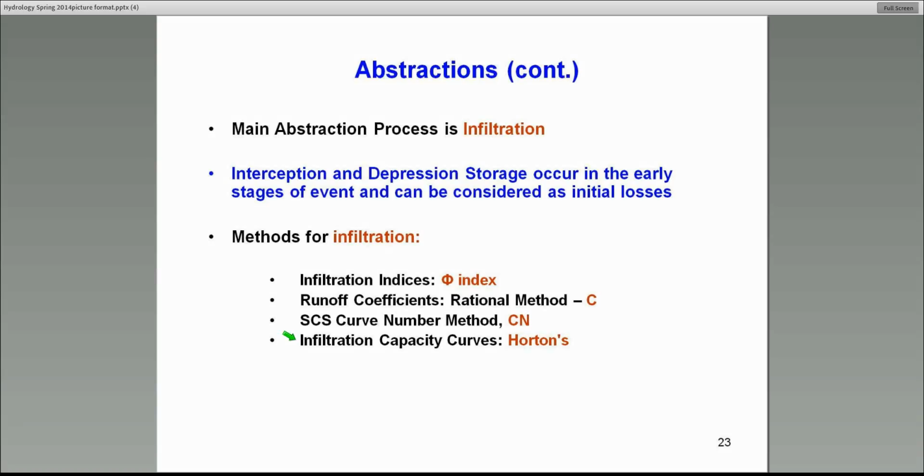And finally, some states still use what are called infiltration capacity curves. I will not cover that in our discussion here. It's a fairly complicated procedure, but some of you may or may not have heard of Horton's method. You might want to review this in any hydrology textbook. It's basically an exponential type of curve. So anyway, that's what they use in some states, but the most popular ones are the first three.